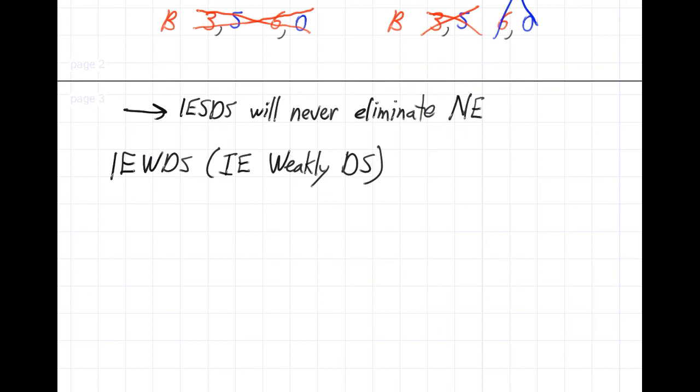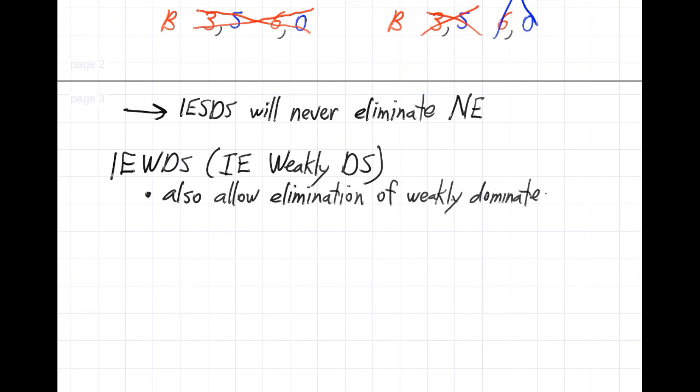So the idea there would be maybe we would also allow elimination of weakly dominated strategies. If we did that, we would see that we can't guarantee that Nash equilibria aren't eliminated. So this technique may eliminate Nash equilibria.